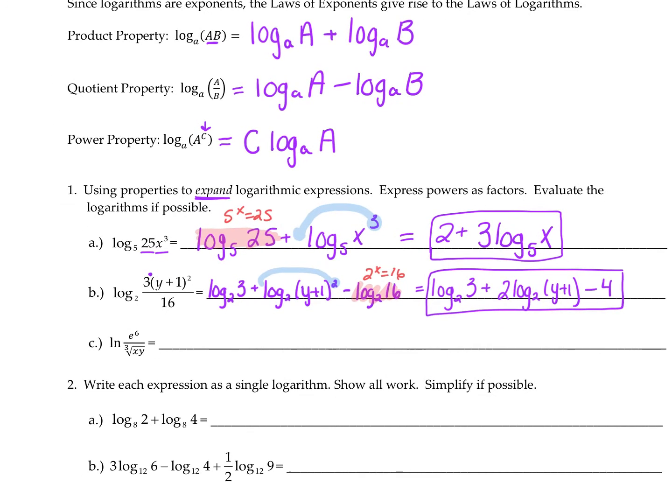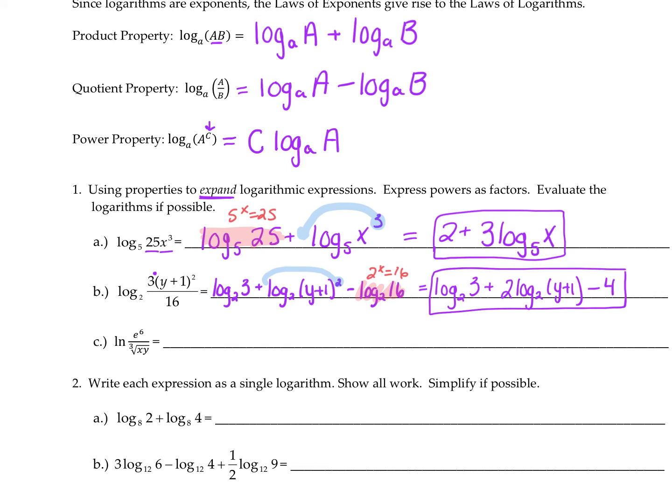All right, now we have natural log, but it's really the same thing. So I have ln of e to the 6th on top, minus, and then I have these are technically two things multiplied together. I could break this up as the cubed root of x and the cubed root of y. So minus the ln of the cubed root of x plus the ln of the cubed root of y.